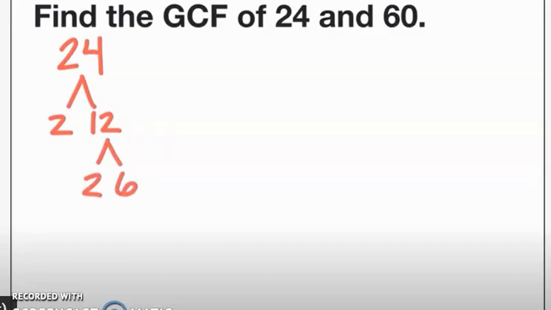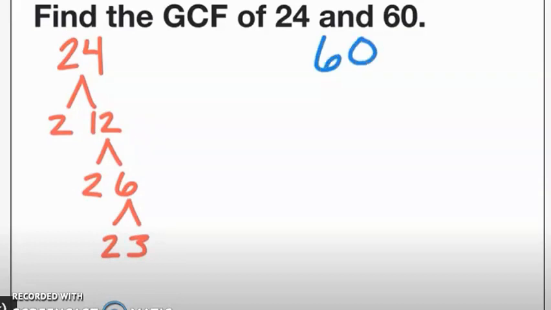We'll start with 24. It's even, so we know we can start by dividing 24 divided by 2. That gives us 12. 12 divided by 2, 6. 6 divided by 2, 3. We're done.